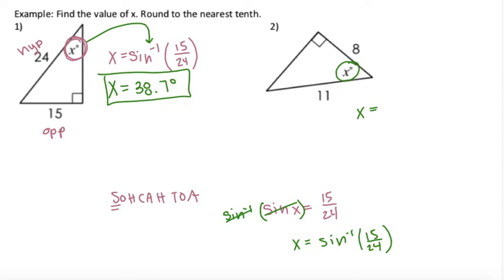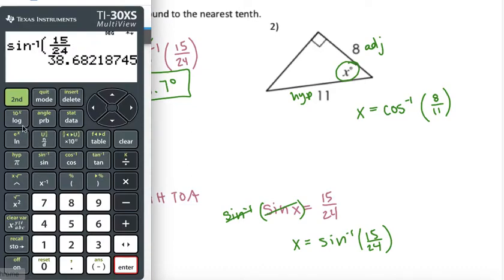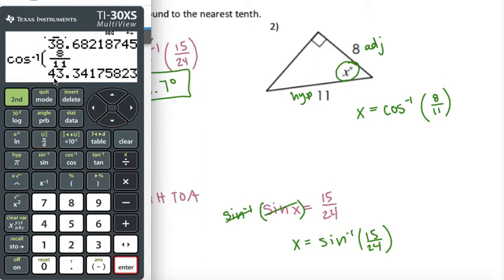Immediately I know I'm doing x equals and picking an inverse based on the sides I label. Here's my hypotenuse across from 90 and close to adjacent here. So hypotenuse and adjacent, that's going to be our cosine inverse for an angle, and it's adjacent over hypotenuse. So on my calculator, now I can use cosine inverse, second cosine, use my fraction button to do 8 over 11, 43.3.